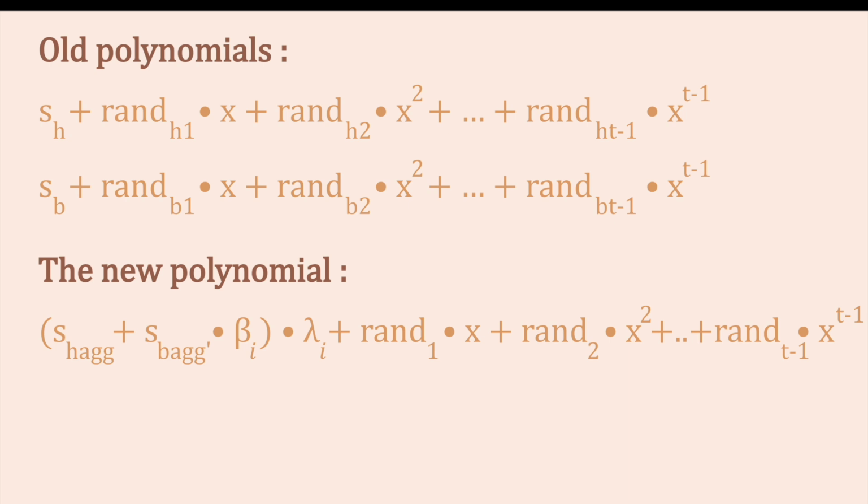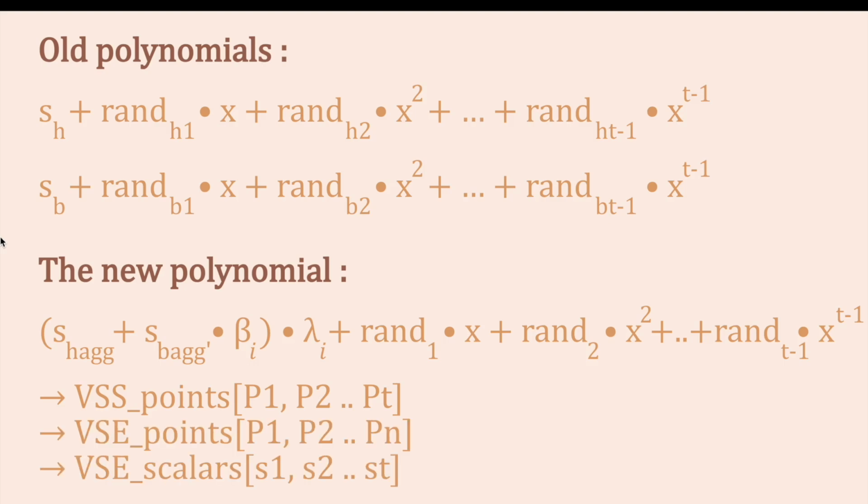And the idea is to create points from this new polynomial, just like what we did before with the hiding and binding polynomials, right? We create a vector of points, the VSS points, the VSC points, and the scalars out of this new polynomial. The fresh random values are for the variables, and the constant term is derived, again, from the earlier setup, in a way that leaves the group key unchanged.